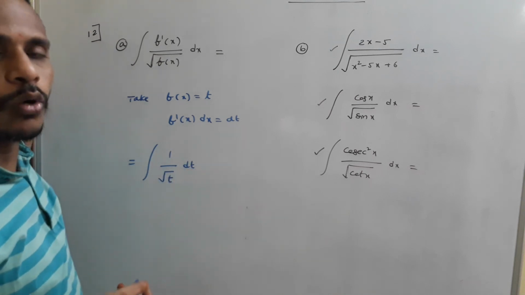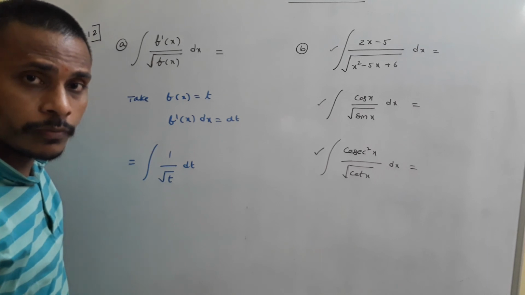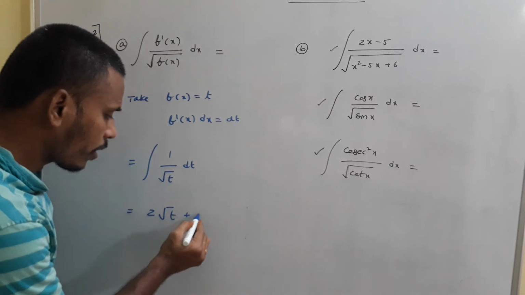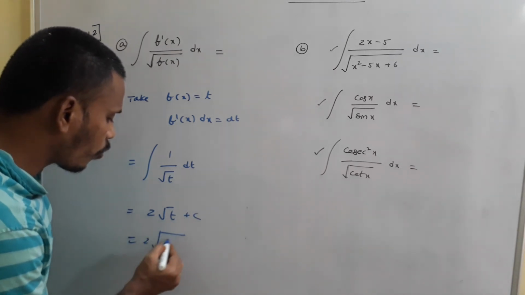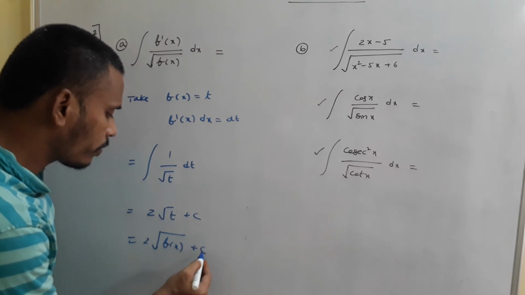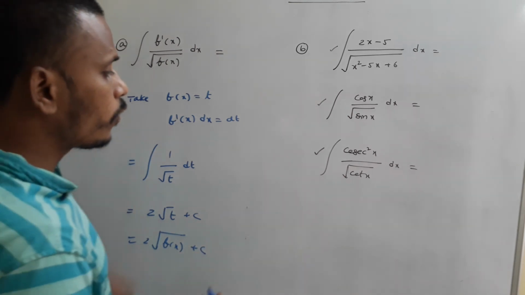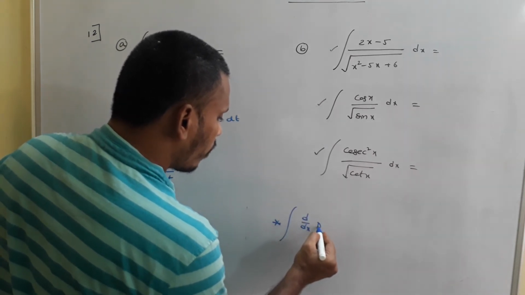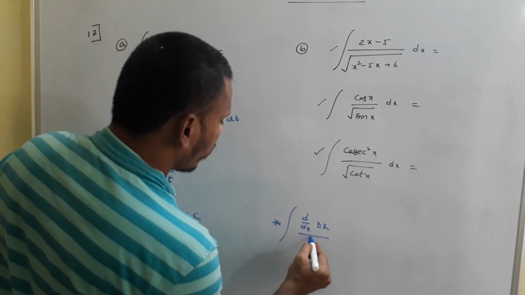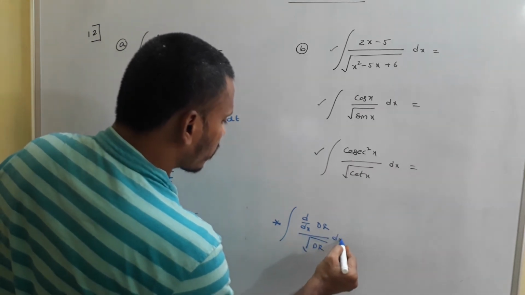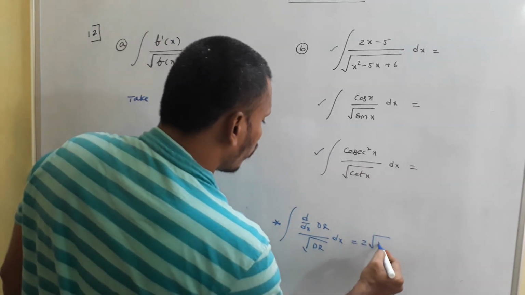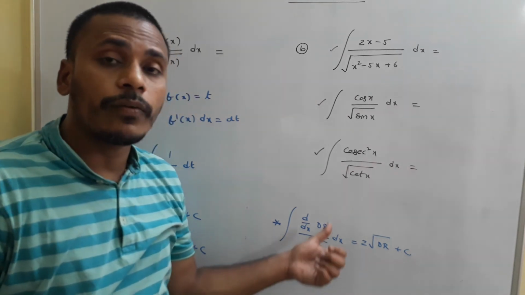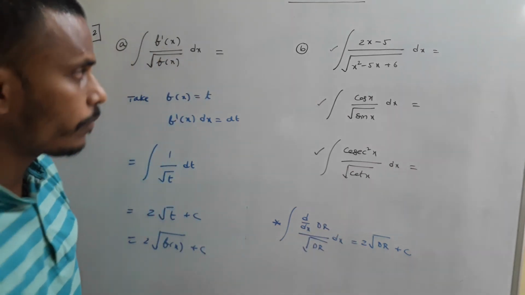And what is integral of 1 by root t dt? T power minus 1 by 2. When you use this basic law of integration, this is 2 root t plus c, and this is equal to, 2 root of t means what? 2 root f of x plus c. That's the problem. That's our answer. So again, if you generalize this, always if we have integral of d by dx of denominator divided by square root of denominator dx, then its answer is simply 2 root denominator plus c. Just have a look. If there is derivative of the denominator in the numerator, our answer is 2 root denominator plus c. Now just have a look at this.